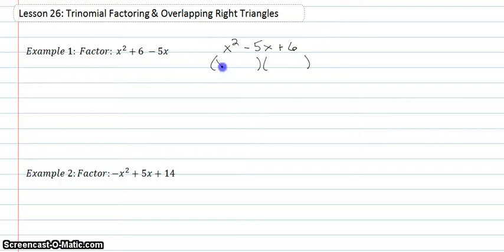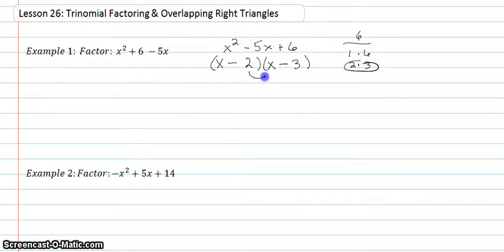To get x squared, we would have x times an x. Then we need to think of numbers that would multiply to give me 6, but add up to give me a negative 5. Now, since this is a positive 6, we know the numbers are going to have the same sign. Since this is negative, that means both of their signs are going to be negative. And then the factors of 6, there's 1 and 6 and 2 and 3. And we're going to use the 2 and 3 because they add up to give us 5.